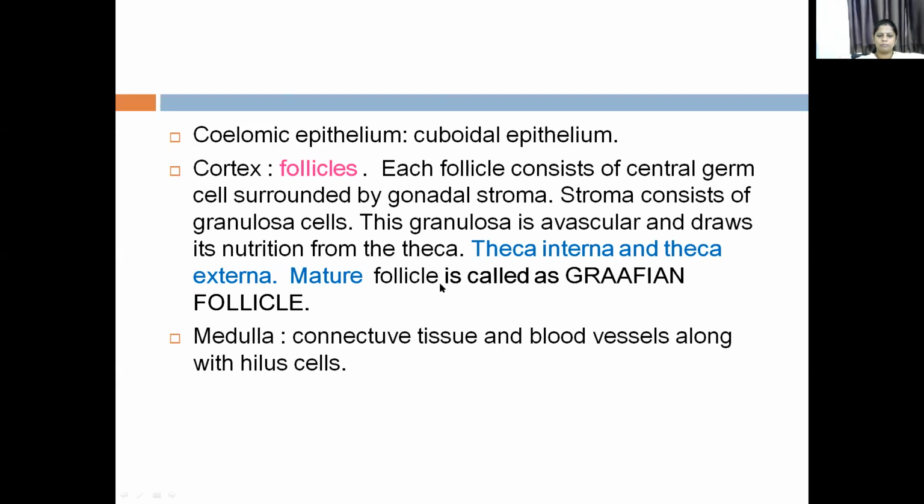Once these follicles mature, they are called Graafian follicles. These Graafian follicles rupture and release the ovum. This step is called ovulation. Now the medulla has the connective tissue of the ovary, and it has blood vessels and nerve cells.